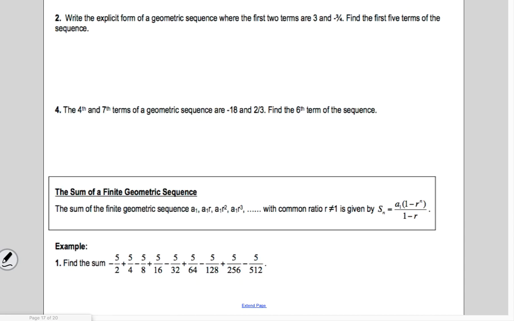All right, so let's try some more. It's a long section, I know. So write the explicit form of a geometric sequence where the first 2 terms are 3 and negative 3/4. So if I have 3 and negative 3/4.